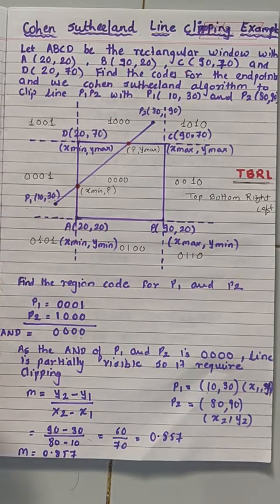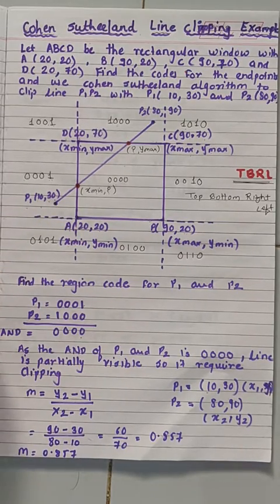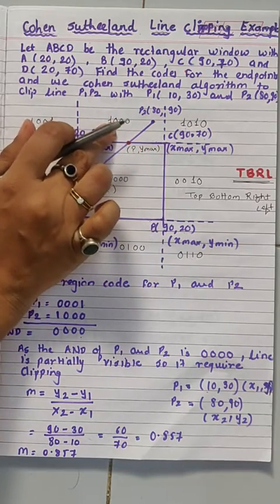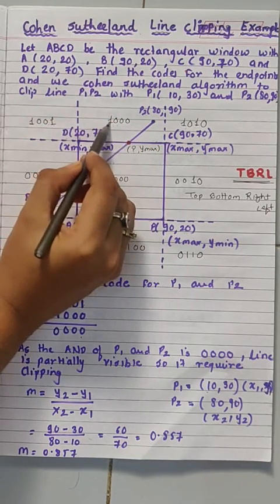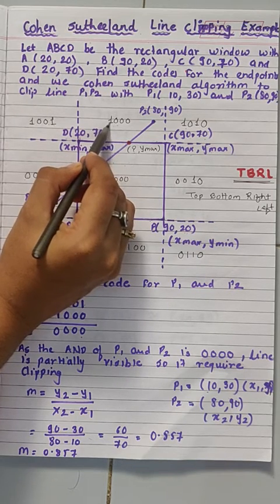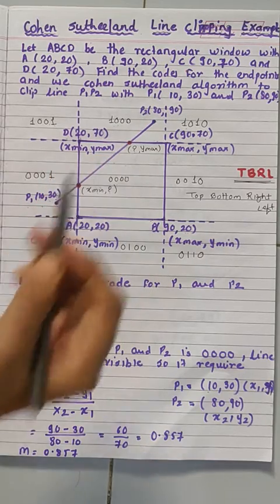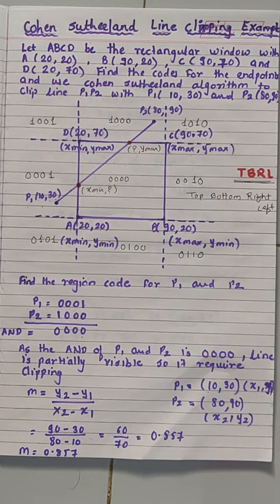When we want to check the region code for point P2, this specific region is exactly above the window. That is above, that is top. So the top bit will be set, and all the other bits will be reset.